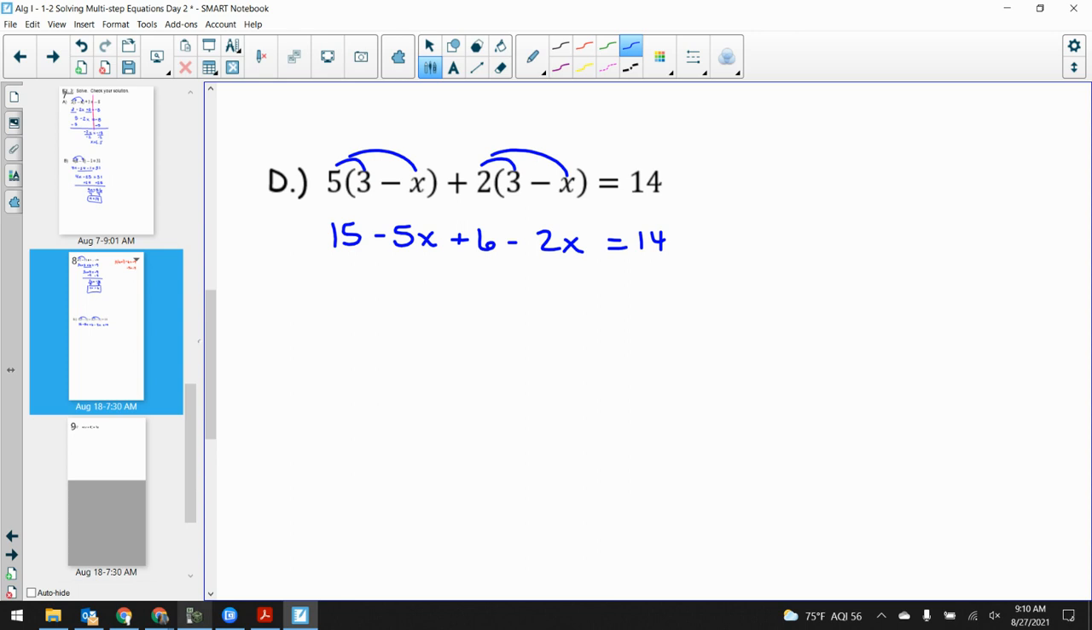Now we combine like terms, just like we had before. I've got the 15 and the plus 6 to get us a 21. And then I've got the negative 5x and the negative 2x. Negative 5 minus 2 is a minus 7x. And now we solve.